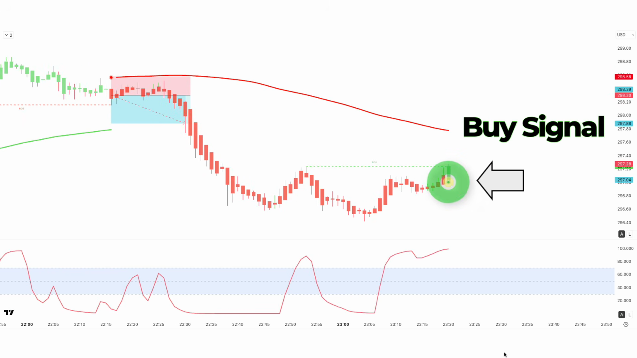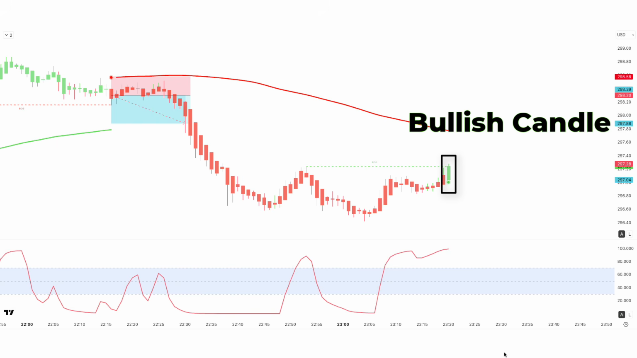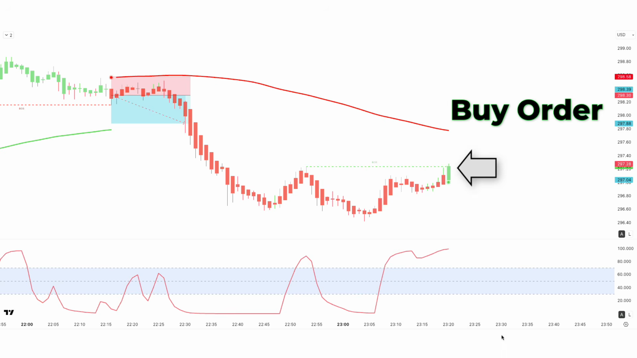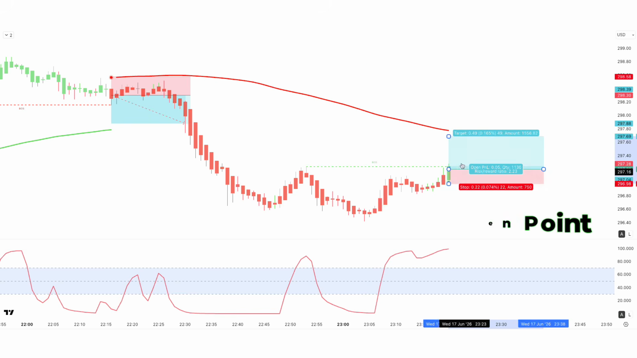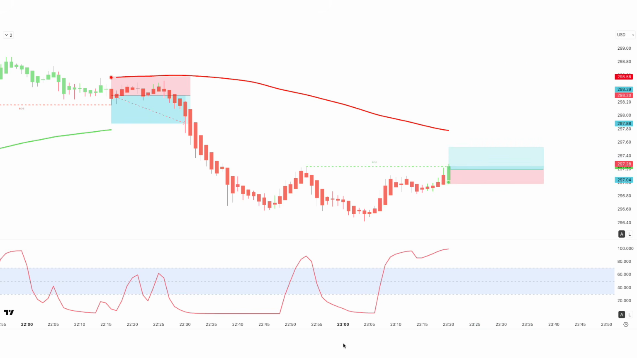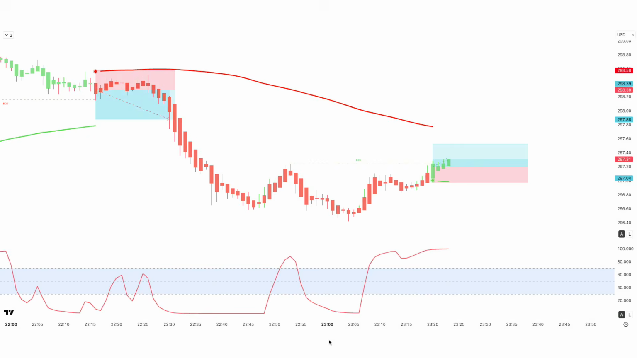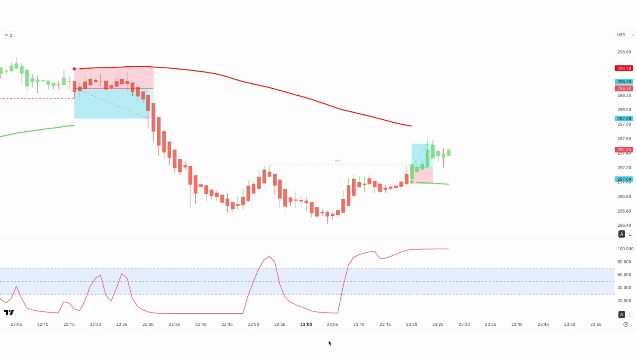Here, the Market Structure Confluence green point is a buy signal. Here, the red line of Apparent Slow RSI is above the blue area. Here, the market has made a bullish candle to give confirmation. So all our conditions are being fulfilled, so we are placing an order to buy. Our stop loss is to be placed at the green point, and the risk to reward ratio will be 1:1.5. Let's see what happens to our trade. We have won the trade. Let's find the next trade.